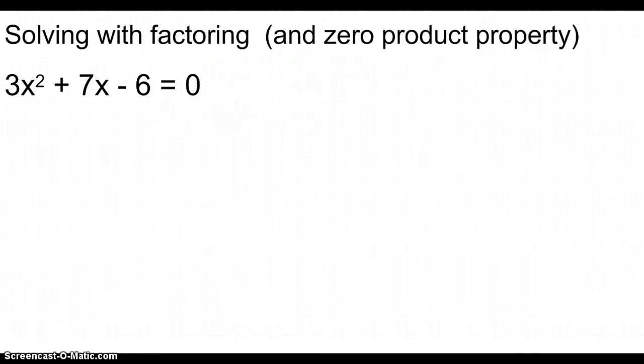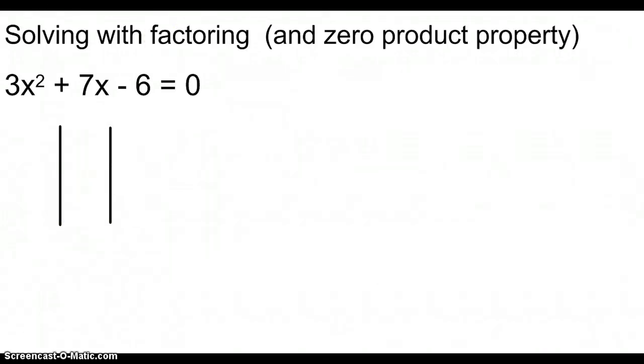And then we also know that we would like to check for a greatest common factor. So I'm looking through here to see if there is a greatest common factor. I see that both 3 and 7 are prime numbers, so there's no way that there's going to be a greatest common factor involved with this expression here on the left. So now we're going to go through and set up our factoring.